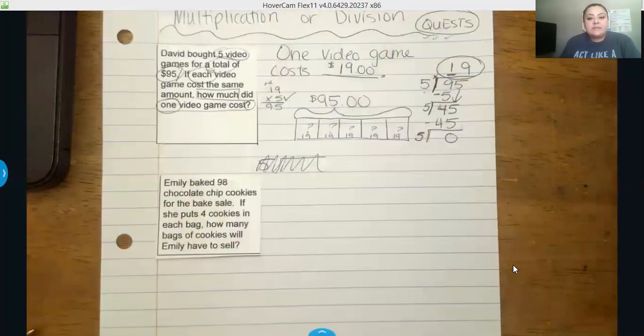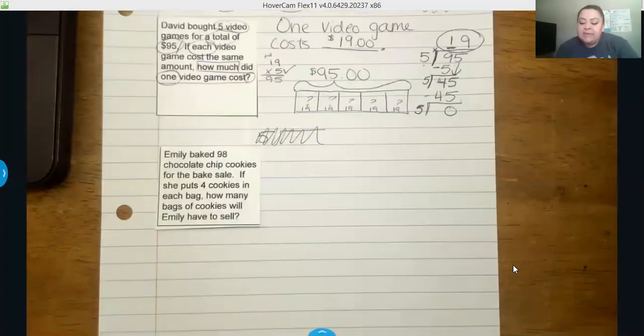Here's what the next one says. Emily baked 98 chocolate chip cookies for the bake sale. If she puts 4 cookies in each bag, how many bags of cookies will Emily have to sell? Now, sometimes we read these and at the top of my head, I'm like, oh, I know what I need to do. Great. That is awesome. You're a step ahead, but you still got to show your work and follow the steps anyways, just to check your work.